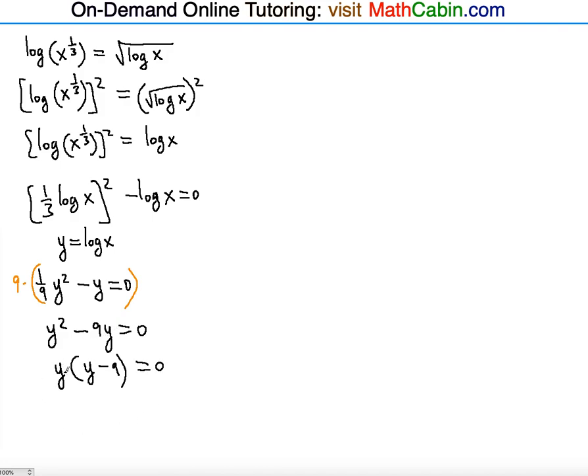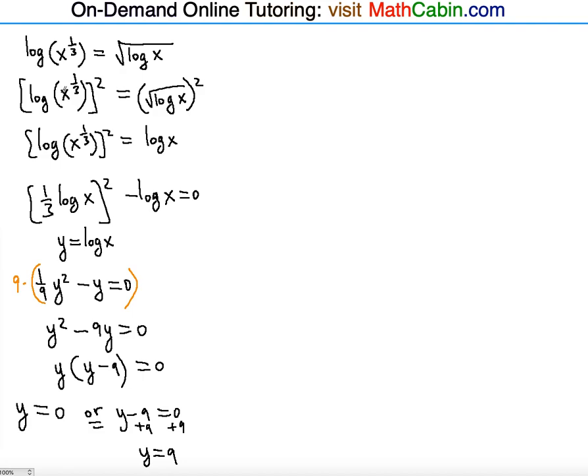So that means that either y is set to 0 or y minus 9 is equal to 0, right? So two possible solutions. Y is equal to 0 or y minus 9 is equal to 0, which means that if you add 9 on both sides, y is equal to 9. So we have to check y is equal to 0 and y is equal to 9 in the original equation.